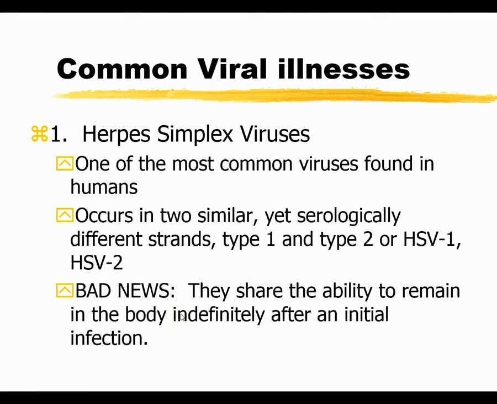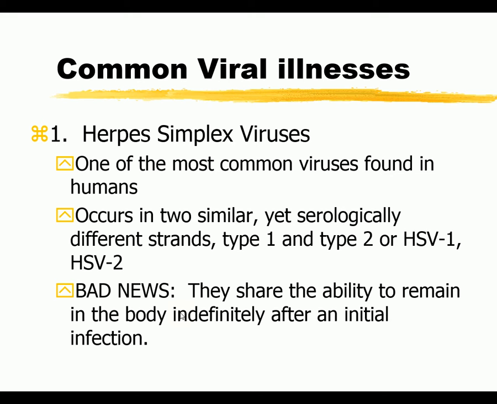Let's look at some common viral illnesses. Let's start out with some good old herpes simplex viruses. This is one of the most common in humans, and even in children we're seeing it more and more, unfortunately. Now, it occurs in two similar strains, type 1 and type 2, or herpes simplex virus 1 and herpes simplex virus 2. The bad news is they share the ability to remain in the body indefinitely after initial infection, so that's not good, okay?